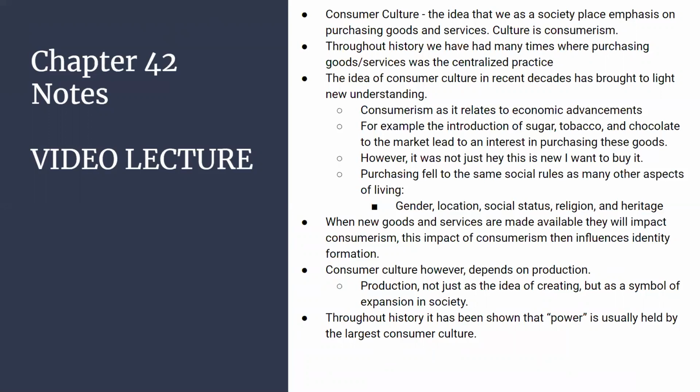At some point, the idea is that we as a society place an emphasis on purchasing goods and services. It's one of those defining criteria and factors for social class, if you will. Historically, as you read in the chapter, there have been times where purchasing goods and services was the centralized practice. It set up social rules and defined how people interacted with one another. A lot of this was in the 17th, 18th, and 19th centuries, depending on when certain items became popular in the market, and we turned them into a trade system.